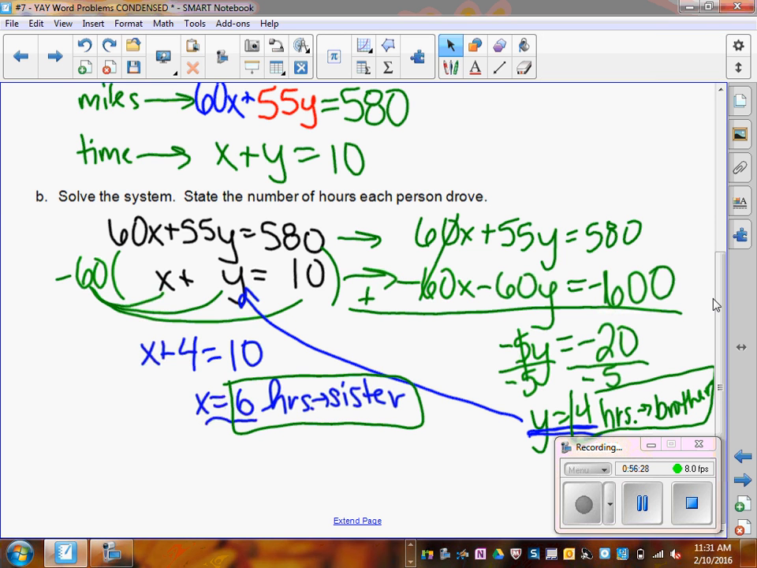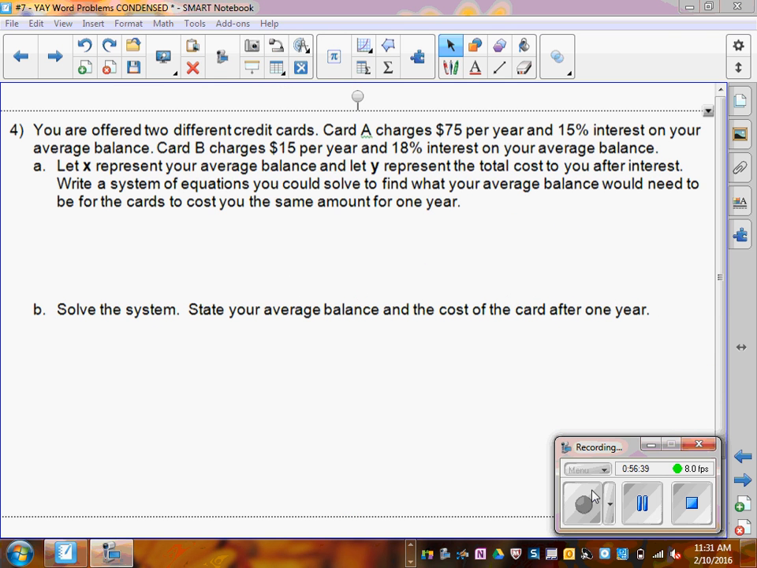So again, set up 2 equations. Typically, we have 2 totals that we have to use to help us create our equations. All right, so I want you to go ahead and try number 4 here. We have a card A and a card B. You're going to get a couple of different equations here. Let me help you set up the equation, then I'll have you go ahead and work on solving it.